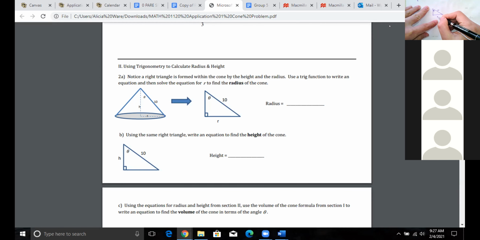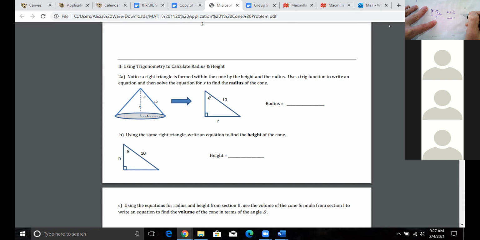The question basically just wants you to find this r. And you know there is a relationship between theta and r and 10. Sine theta is r over 10. Mm-hmm. Right? So multiply both sides with 10. 10 times sine theta equals r.